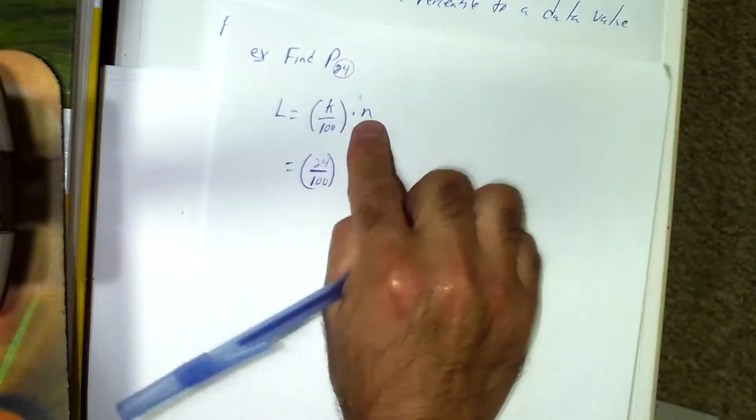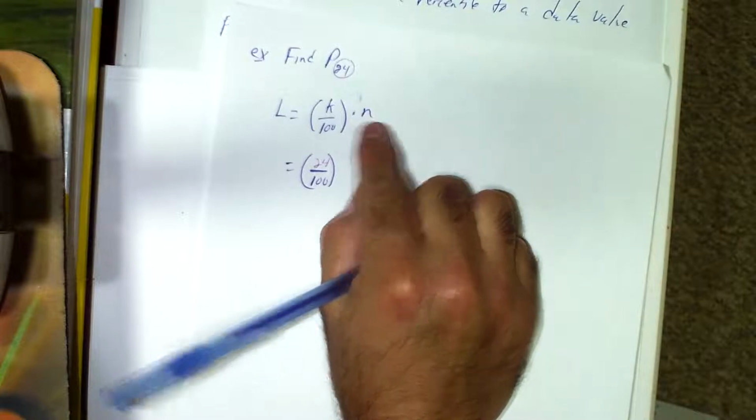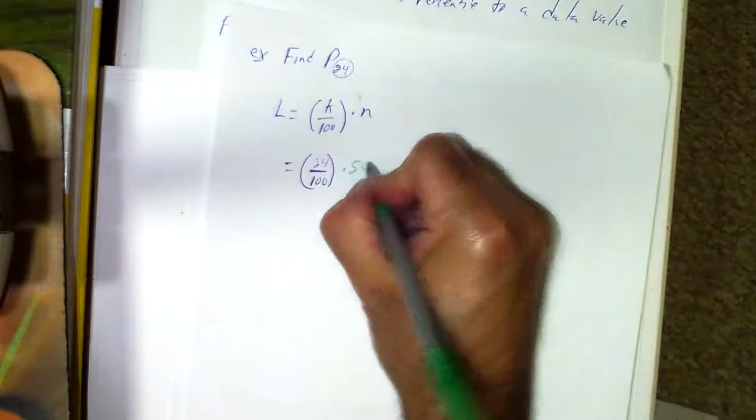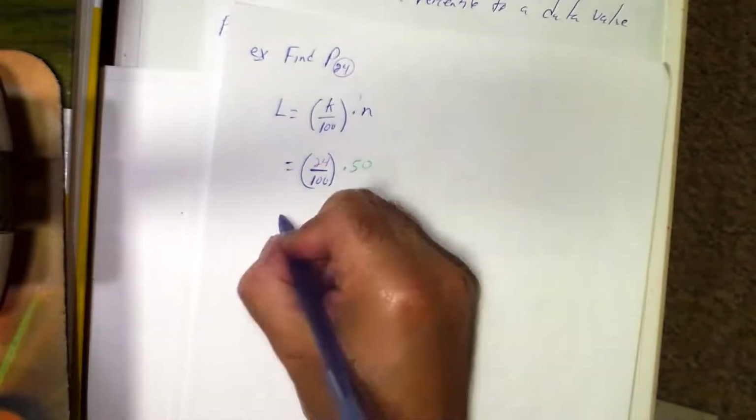And your N was the total amount of data that was on that box. There were 50 of them. All right, so calculate it. You can use parentheses or not. Let's compute it. 24 over 100 times 50. I get an L value of 12.